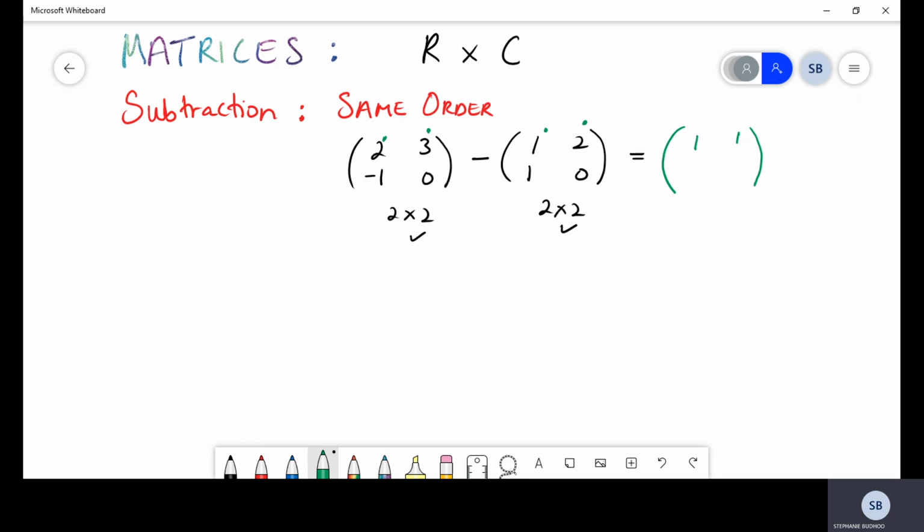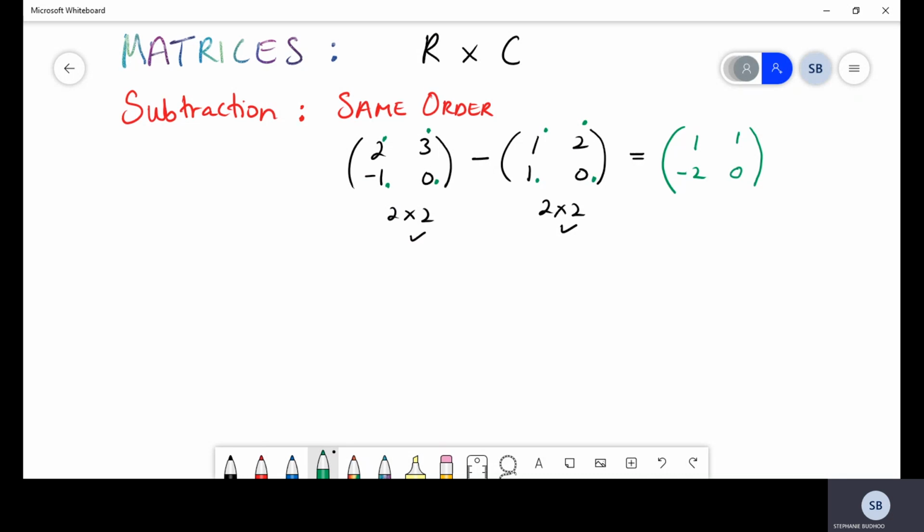Moving on, in the first matrix, in the lower corner, we have -1. And in the second matrix in the lower corner, we have 1. Those numbers coincide in terms of their position. And if we were to perform subtraction, we would get -1 subtract 1, which gives us -2. And lastly, we have 0 coinciding with 0. And if we subtract those, we'll get 0.